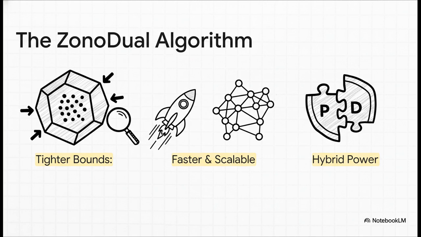The researchers built this idea into an algorithm called Zonodual, and, well, the results really speak for themselves. As you can see, it gives you much tighter bounds, which means more accurate safety guarantees. It's faster, and it can scale up to the massive networks we use in the real world. And it cleverly combines a couple of different strategies to give you the best of both worlds.